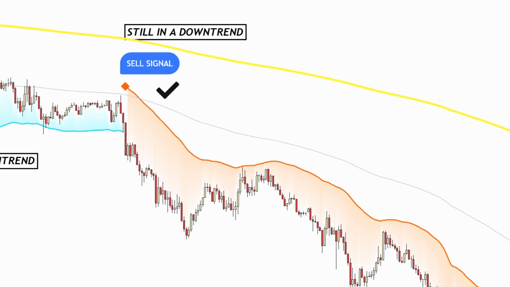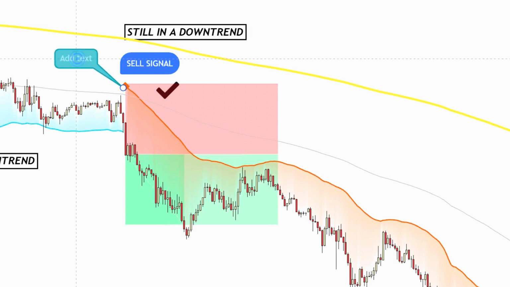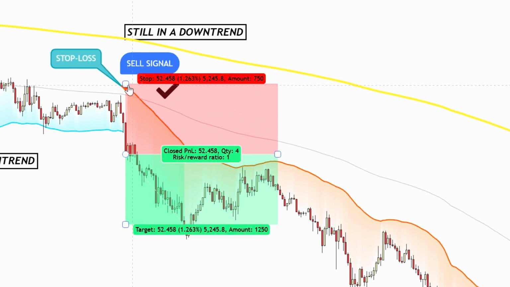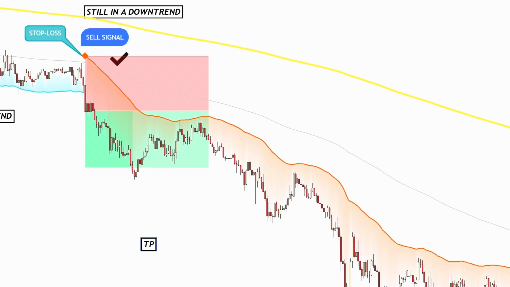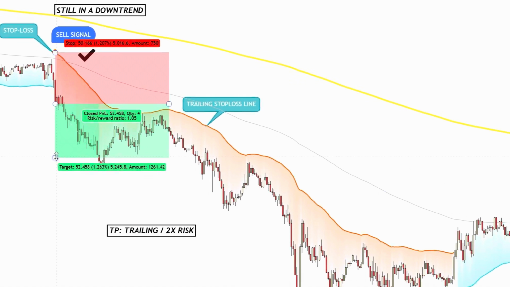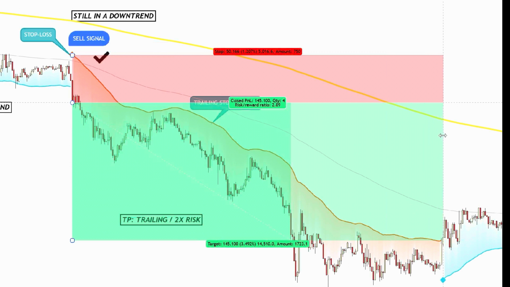Stop loss sits right at the edge of that colored cloud. So it's not some random number you pick. It's tied to the same structure that gives you the entry, and it trails as the trade moves your way instead of just sitting there static. Your target sets the same way, trailing or roughly a 1 to 2 risk to reward ratio, so you're not guessing your exit either. The whole trade management side kinda handles itself as price keeps confirming the move.